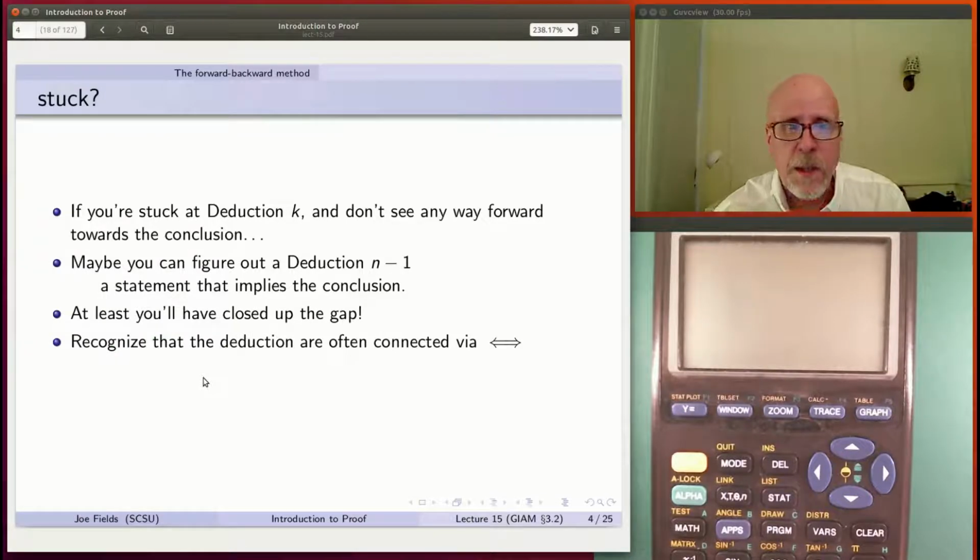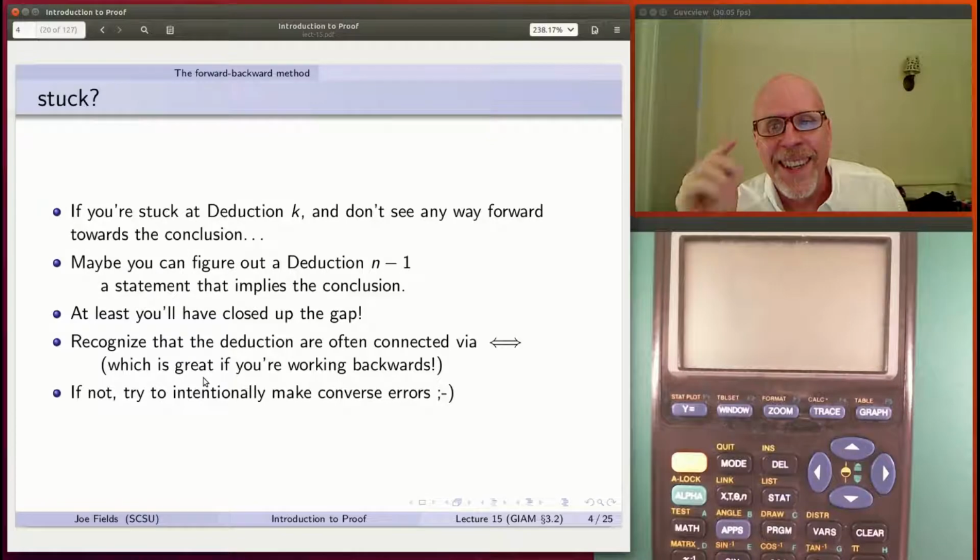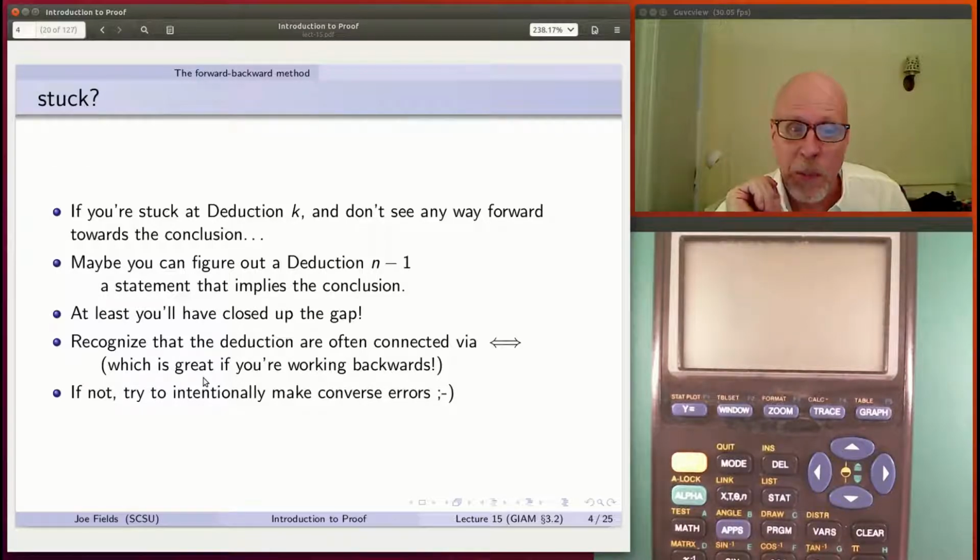Do recognize this. Sometimes deductions are connected with if and only if, especially if they're done just via algebra. Or if they're one of the logical equivalences we formed before, those are if and only if statements. So those are awesome. If you've got an if and only if connector between 2 statements and you're working backwards, you can't mess that up. But sometimes the direction of the implications is truly unidirectional, in which case you have to kind of put yourself in a funny mindset where you intentionally think about converse errors, think about making a converse error.